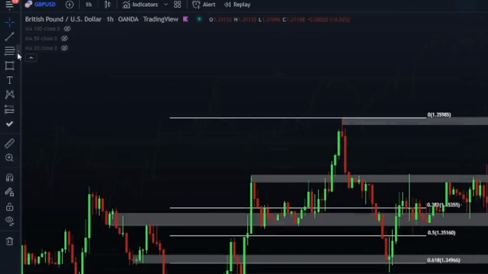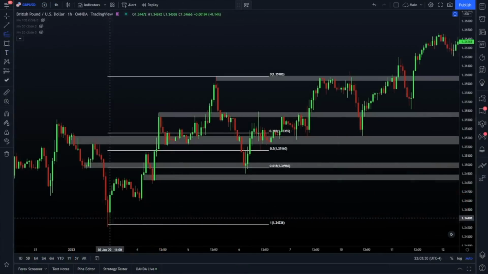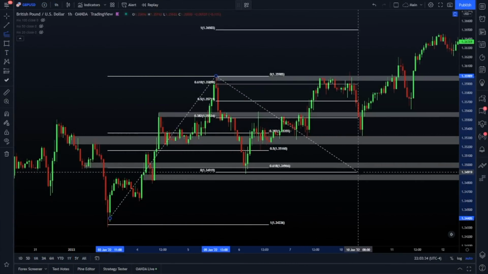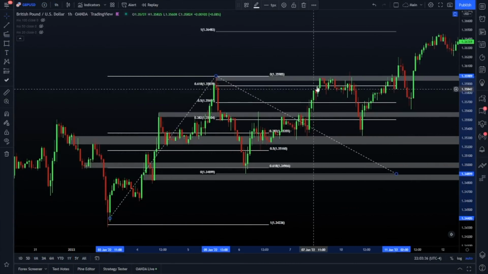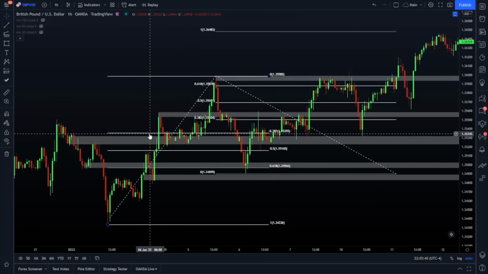What we're going to do now is talk about the Fibonacci extension, which is this tool right here. So the trend-based fib extension here on TradingView. If we get going on this, I want to show you something really, really cool. So if we come down into this level here, what did I just do? Let me recap this with you.